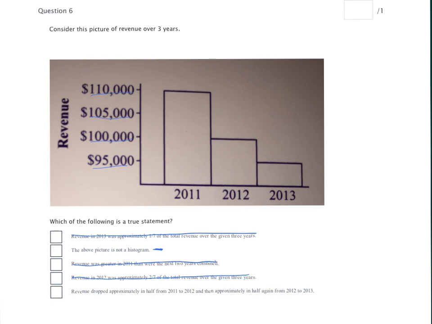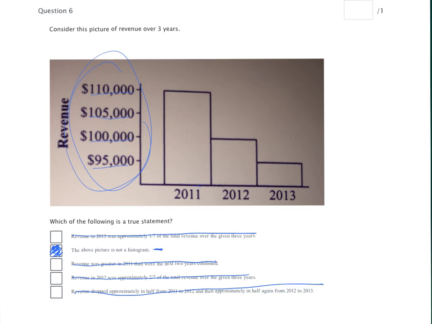Revenue dropped approximately in half from 2011 to 2012, and then approximately in half again. No, that's not true, because if it was half, then half of 110,000 is 55,000, and we don't even have that on our graph here. So that's not true. So it is, the above picture is not a histogram.